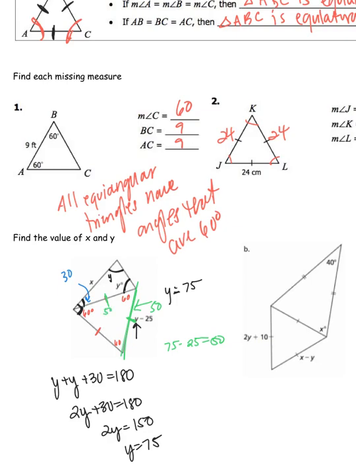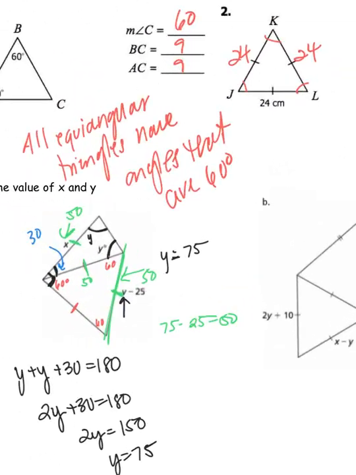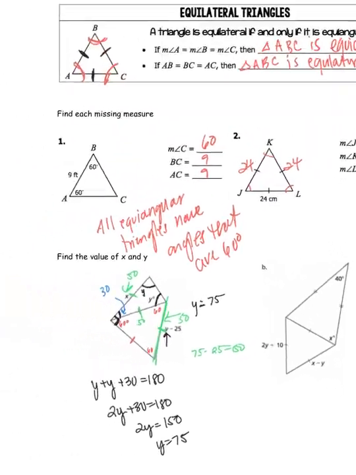And this triangle is isosceles. That means x is also 50. Okay? We're not going to do b because it's a lot like a, and I'm going to save b for class. Okay? That's it.